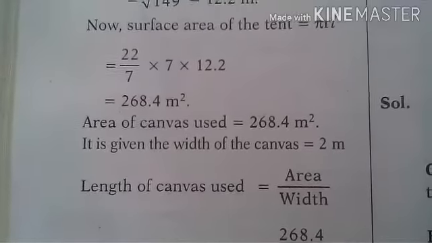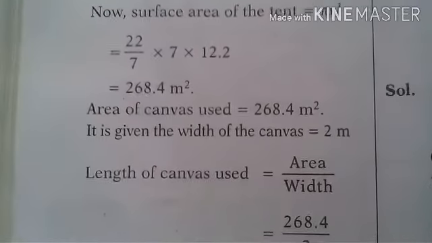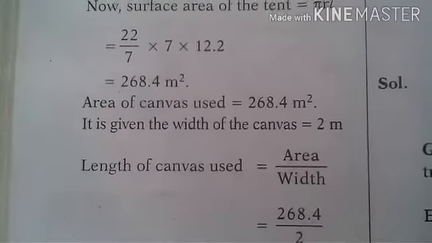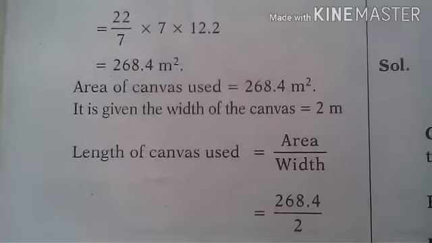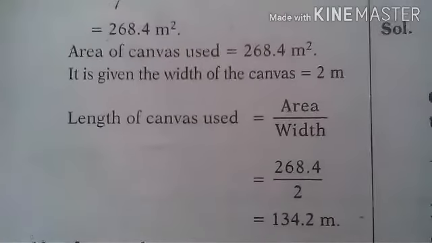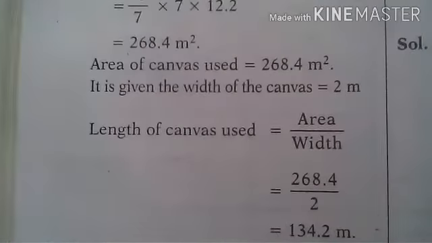Area of canvas used is 268.4 meter square. So it is given width of the canvas is 2 meters. Length of canvas is equal to area by width. We will get 134.2 meters.